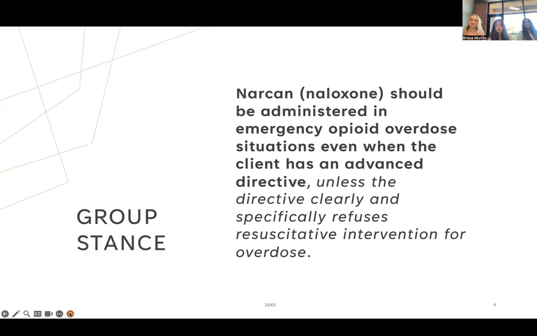Perfect. And then our group stance on Narcan is that it should be administered in emergency opioid overdose situations, even when the client has an advance directive. This is unless the directive clearly and specifically refuses resuscitative intervention for the overdose.